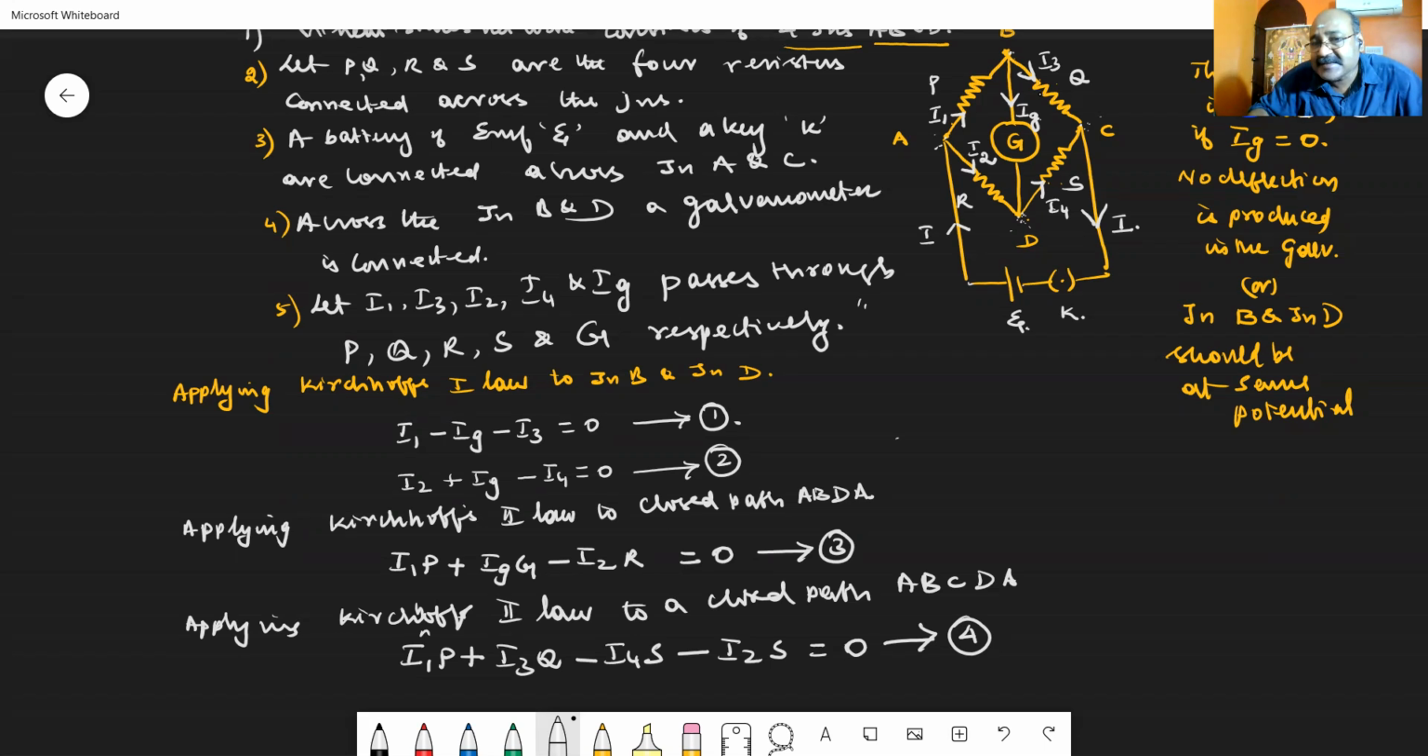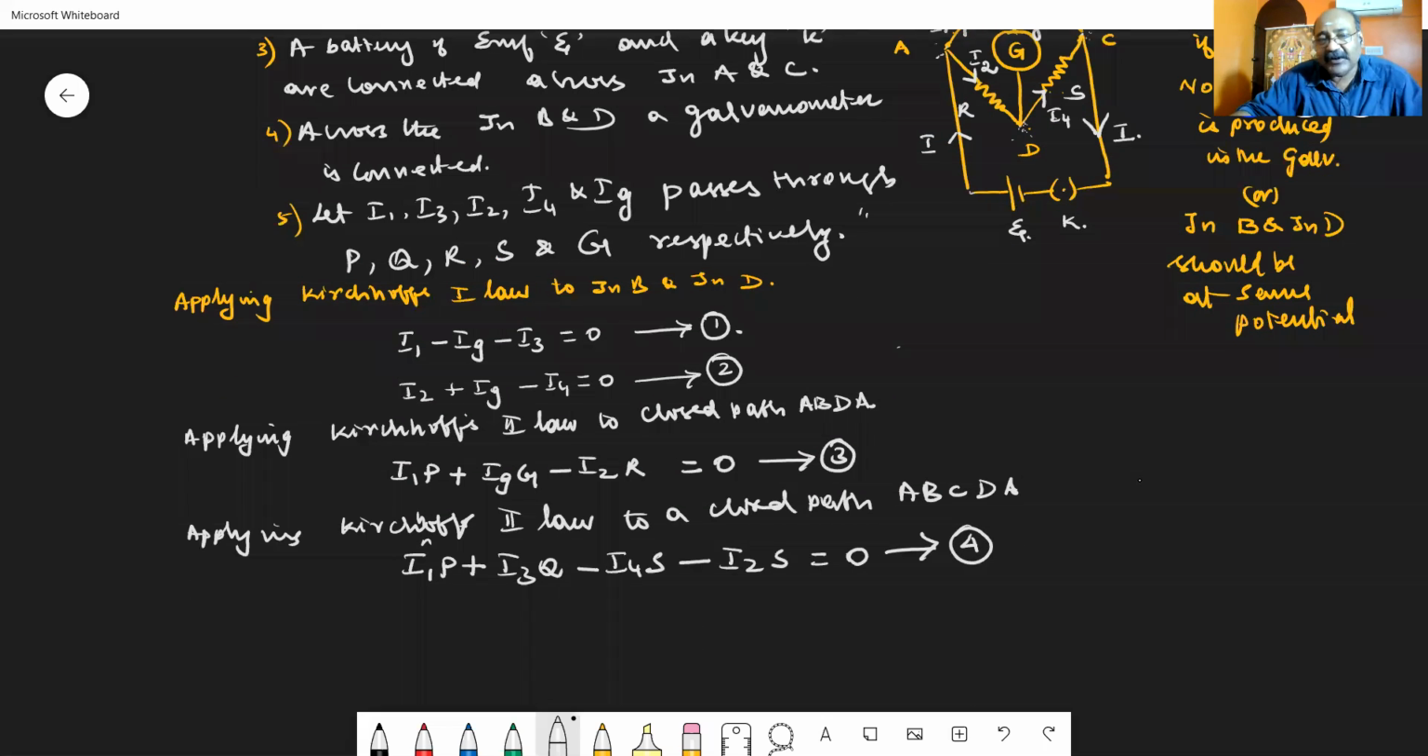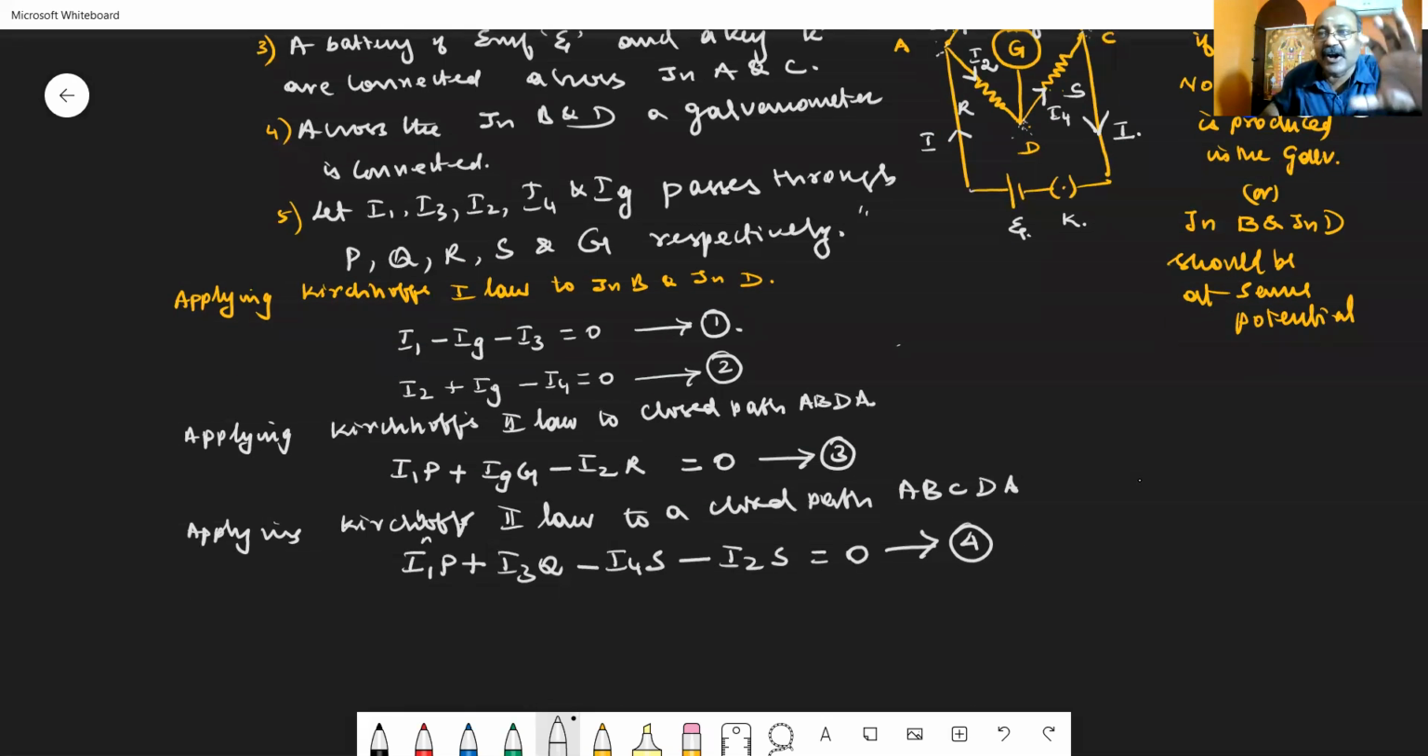Then finally, it is moving from D to A. The path is D to A. Direction of current is opposite. So I am writing the product as minus of I2S is equal to 0. This is what we are considering, the application of two Kirchhoff's laws to get 4 equations.